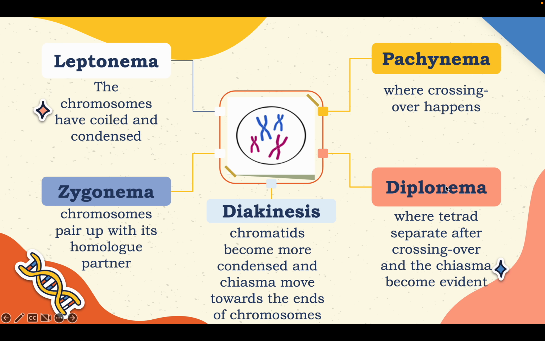Next is the diplonema or diplotene. After crossing over, the homologous chromosomes begin to separate slightly, but they remain connected at points called the chiasma. So the chiasma is where the crossing over occurs. This allows for flexibility in the pairing. And the last one is the diakinesis, the final substage of prophase 1, where the chromosomes continue to condense, becoming more tightly coiled. The nuclear envelope begins to break down and spindle fibers start to form around the chromosomes.